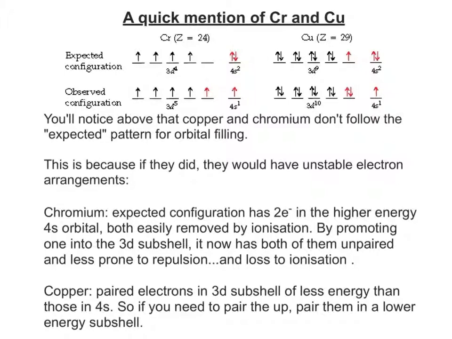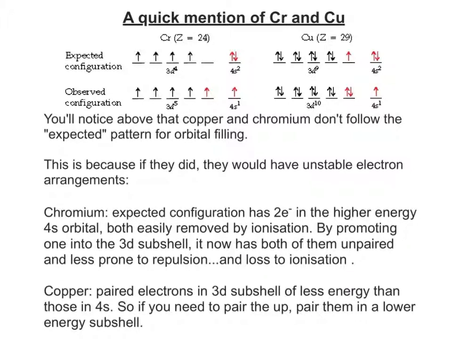So now we've looked at ionization, let's have a quick mention of chromium and copper, which are two unusual elements in the way that they fill their orbitals. You can see there's an expected and an observed configuration for each of them, but looking closely, the observed configuration tries to maximize the amount of unpaired electrons that you've got. So what they do is they shift their electrons around a little bit.